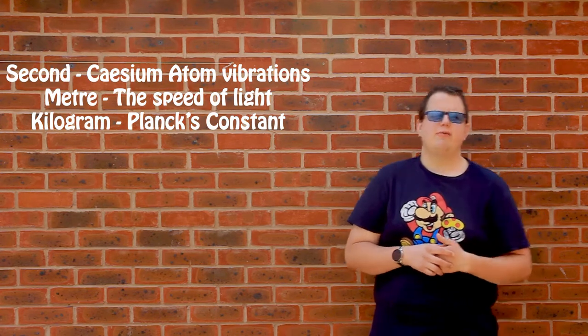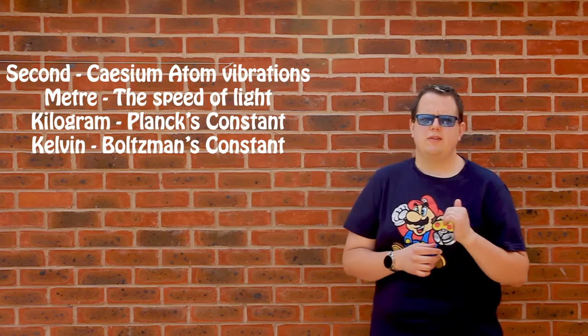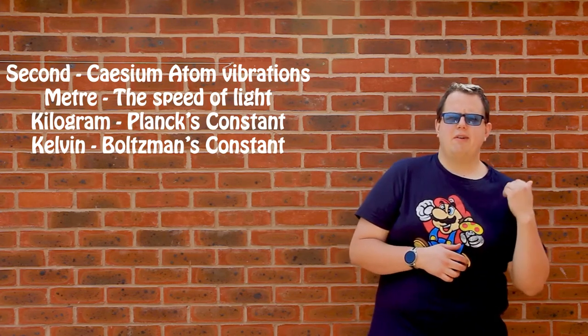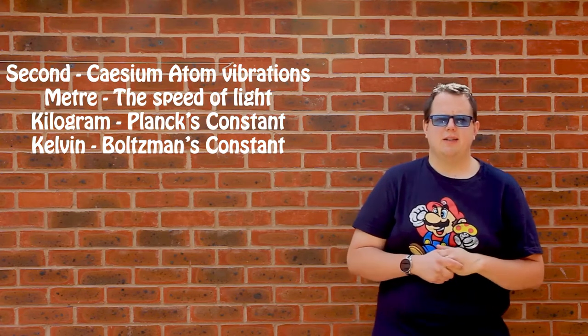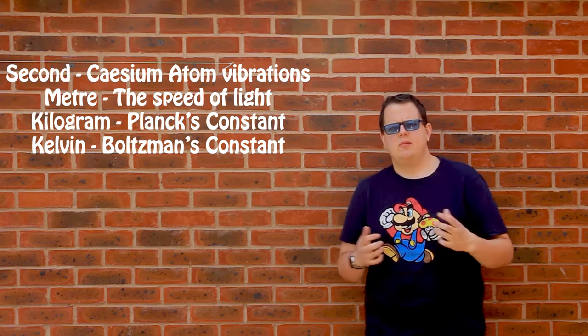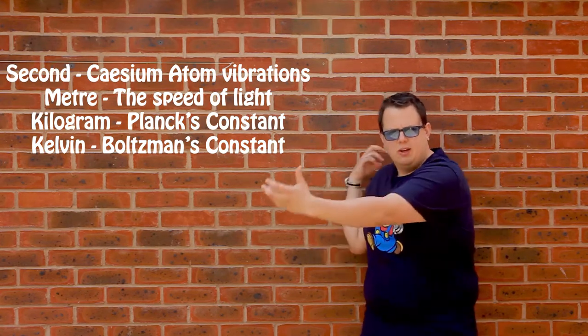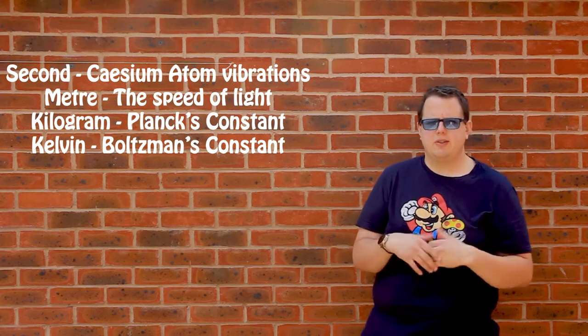Okay, the Kelvin. The Kelvin is defined by using Boltzmann's constant, and that is set to be 1.380649 times 10 to the minus 23 when expressed in the units of joules per kelvin, which again is equal to a big long unit, which we will see how we get between these two later on.